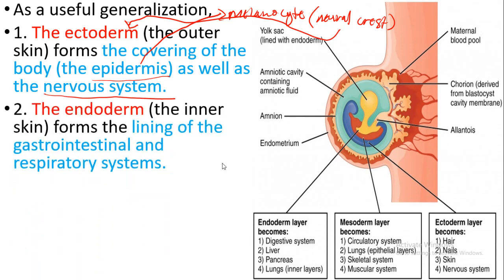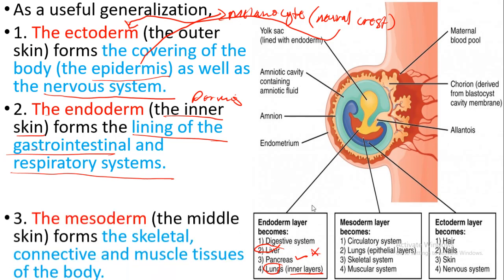On the other hand, when we talk of the endoderm, it forms the lining of the GIT and also the respiratory system, just like I have already stated. Other things you need to understand when you talk of the endoderm are organs such as the liver and the pancreas, including the lungs, specifically the inner layer of the lungs. These organs normally come from the endoderm.